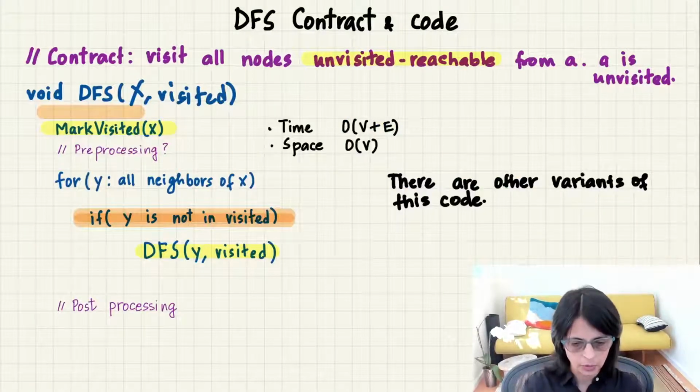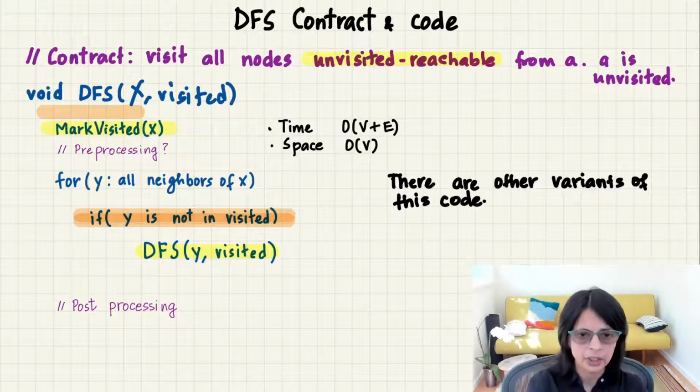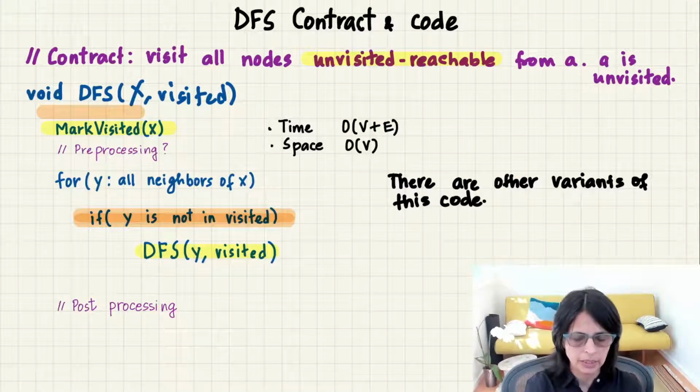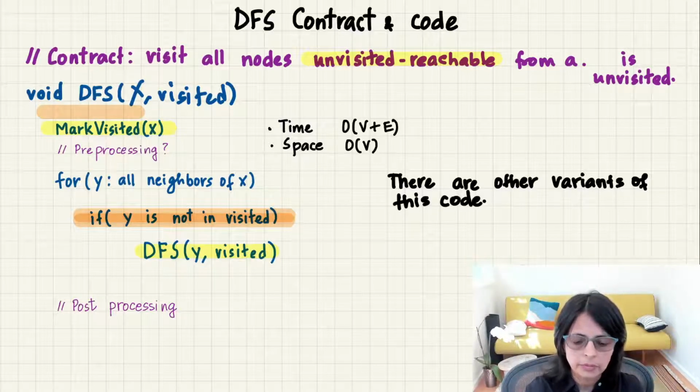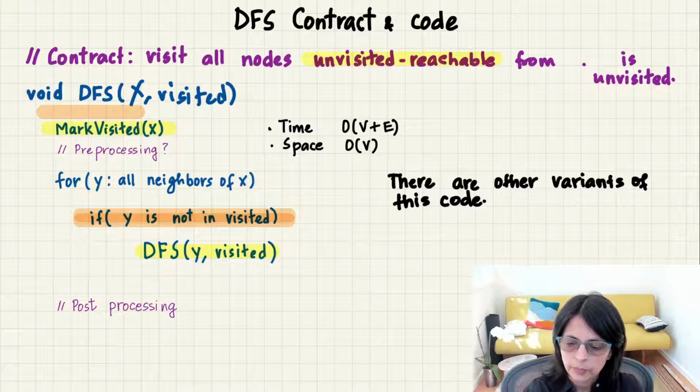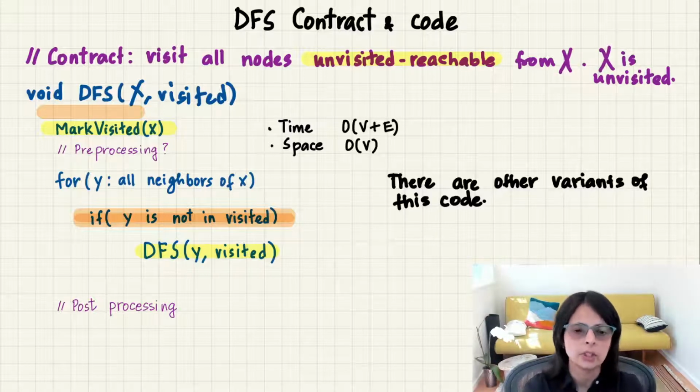DFS of X: now the function header changes, has the data structure visited in it, and the contract is to visit all nodes that are unvisited reachable. Well, I just want to fix this really quick, sorry about that, because we're talking about X now. So, okay: visit all nodes that are unvisited reachable from X, and assume that X is unvisited.